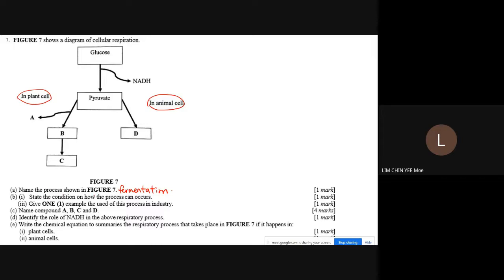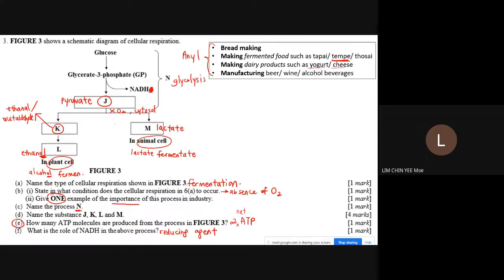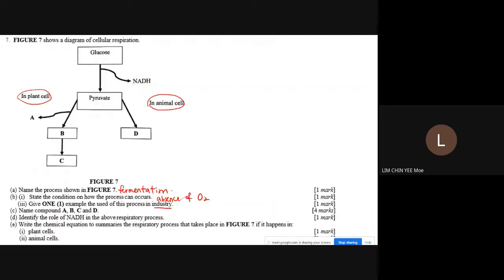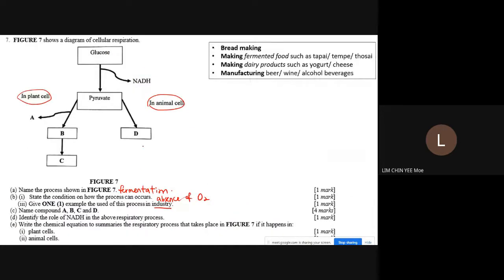So state the condition on how the process can occur. It's the same answer, absence of oxygen. Give one example of the use of this process in industry. Exactly the same thing like they ask here. So sini pun sama. Choose one because they just want one example.